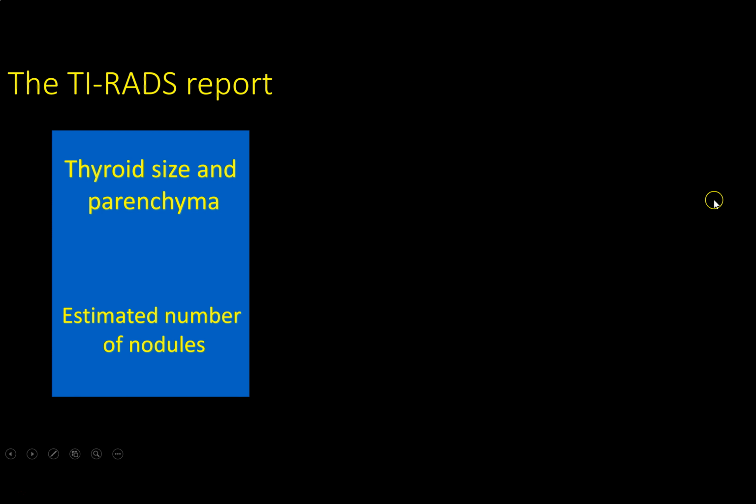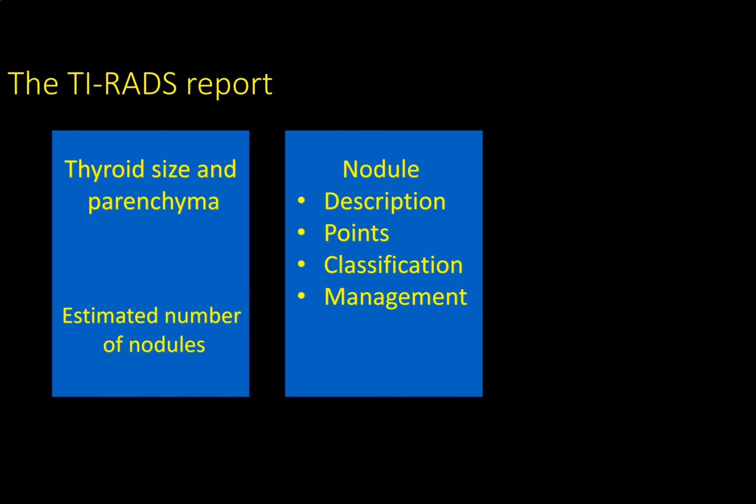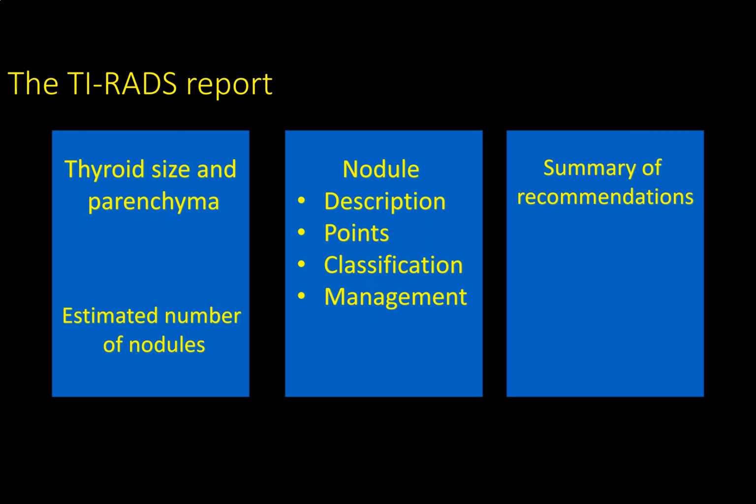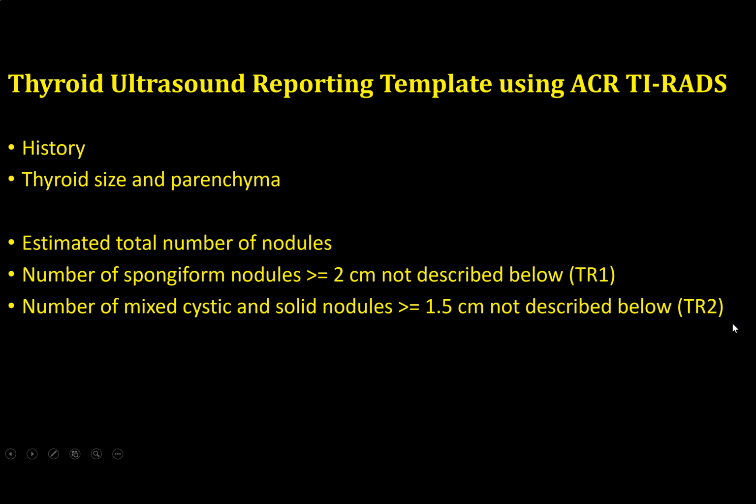I will break the TIRADS report into three main components as recommended by the ACR working group. First, describing the thyroid in general terms and giving the overall number of thyroid nodules. Then, itemizing each nodule's characteristics, totaling the number of points, any change in points, and then giving the management. And then giving a summary of your recommendations at the bottom of the report. So this is the first portion of the suggested TIRADS reporting template.